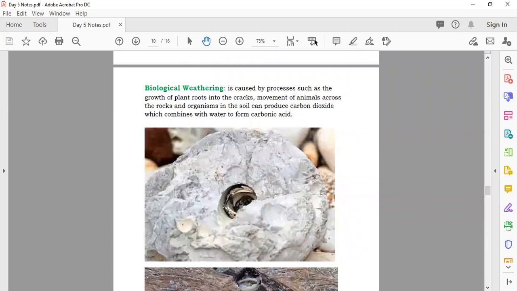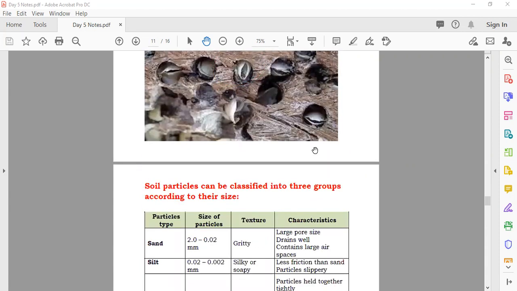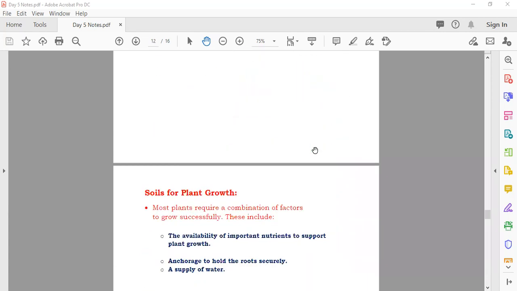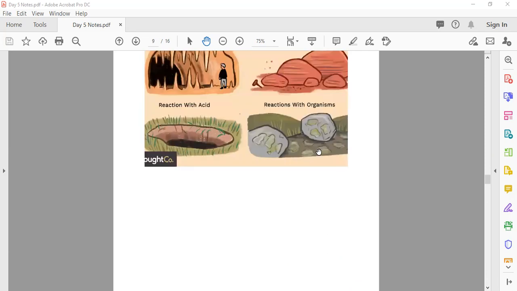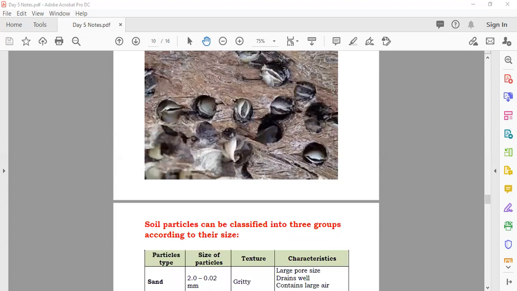Okay, the third one is biological weathering. Biological means due to plants and animals. Due to some plants and animals, the rock is broken down. You can see the small insect here. Sometimes small insects also break down rocks. That's also known as weathering. And sometimes you will find that some trees can also cause weathering. I'll show you that one also.